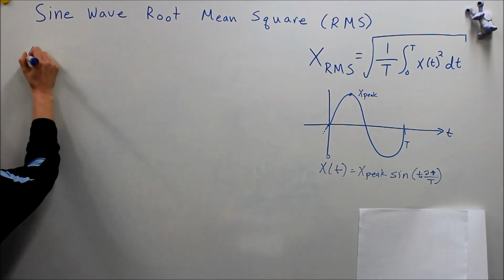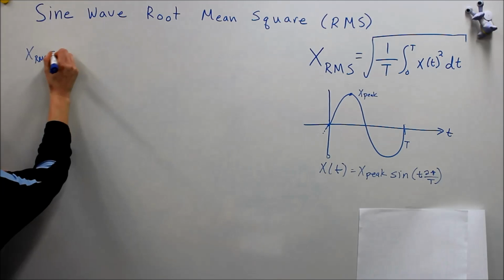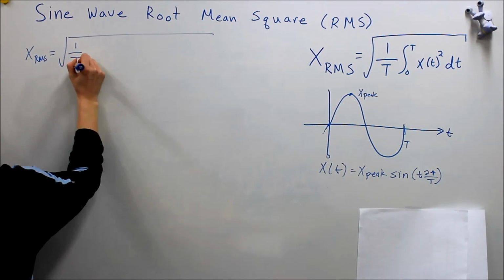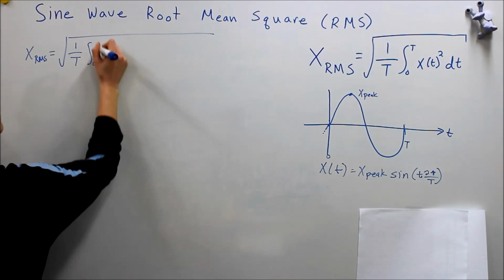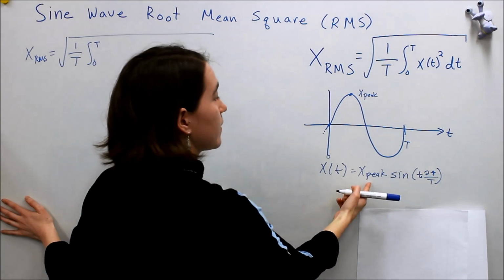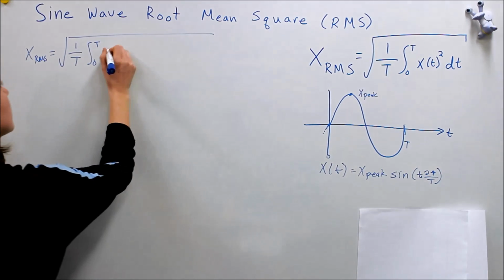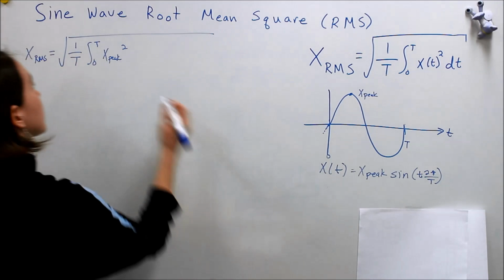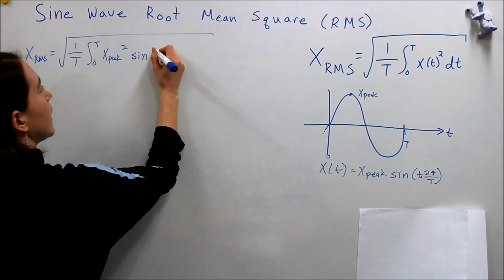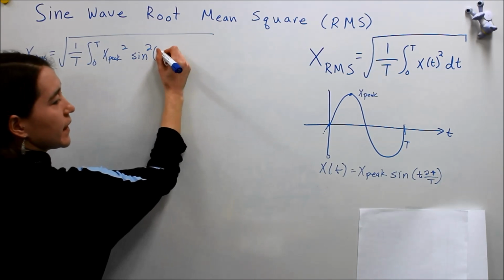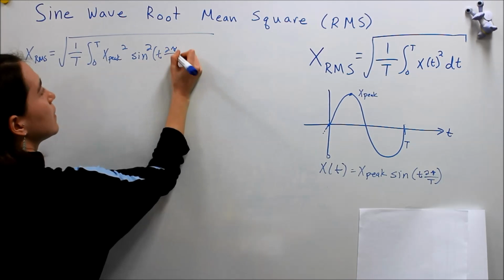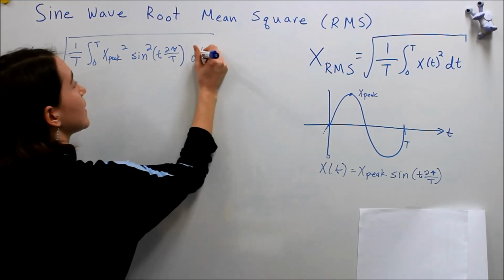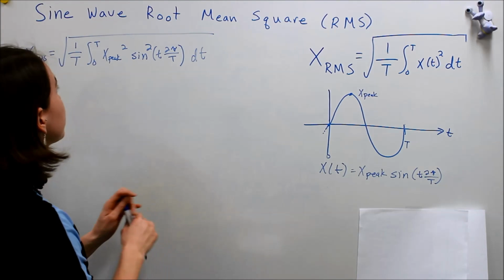Okay, so let's start with x RMS. Take square root of all this and 1 over T. First we need to square this. So we're going to get x peak squared, and then we're going to have this sine, and it's also squared, and just maintain that value, 2 pi over T. Right, so squared value and then dt, taking the integral of that.